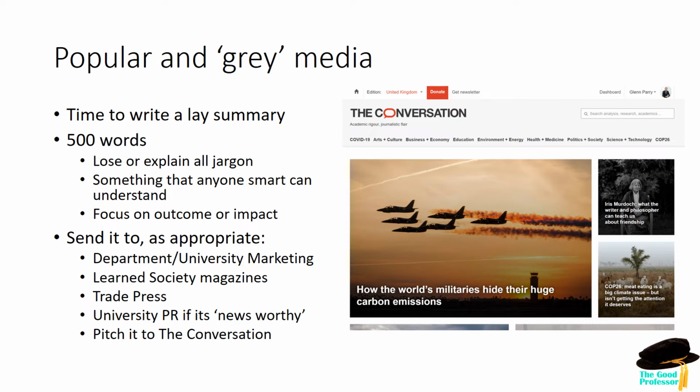Having done your film, it's time to write a lay summary. Typically 500 words is about right, 500 to 1,000. Lose or explain all the jargon that you use. We do use a lot of jargon. It's important to look for it and take it out. Don't patronise. You're trying to write something that someone smart can understand. Focus on the outcome or the impact of your work, because that's what most people will actually be interested in.